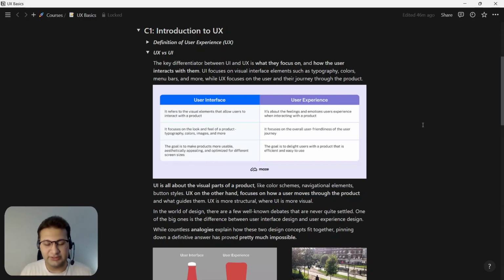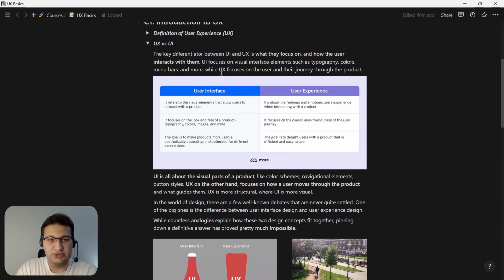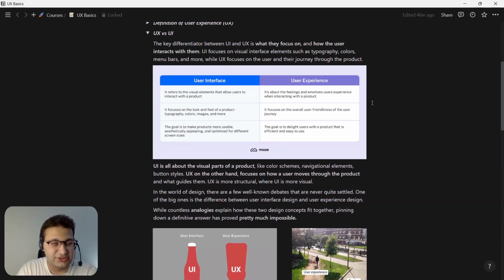So now we are going to talk about the difference between UX and UI, the difference between user experience and user interface. In the last video, we talked about the definition of user experience. So now we will be taking a closer look at the difference between the two. So the key differentiator between UI and UX is what they focus on and how the user interacts with them.